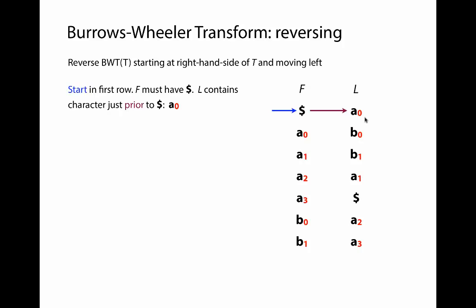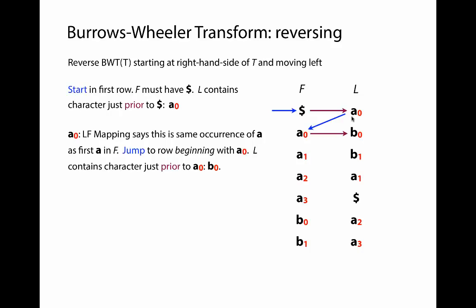Okay, so we're on our way. We've reconstructed the $ sign, and we know that the character that comes before the $ sign is an A. In our B ranking, it's the A of rank 0. So now the question is, can we keep going to the left? What's the character that comes before the A of rank 0? We can figure that out.